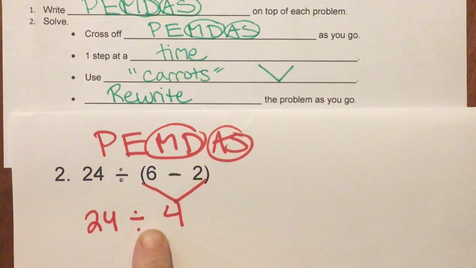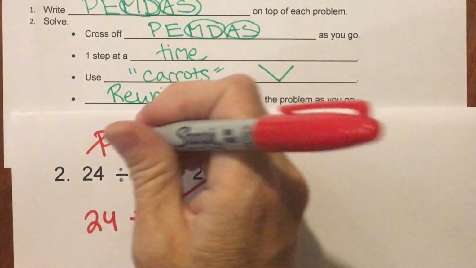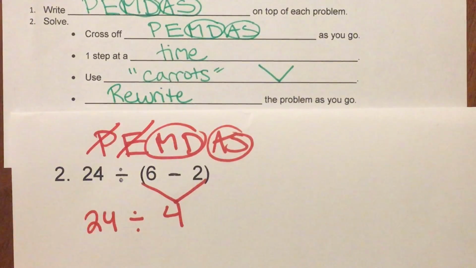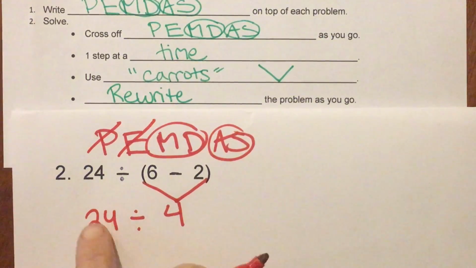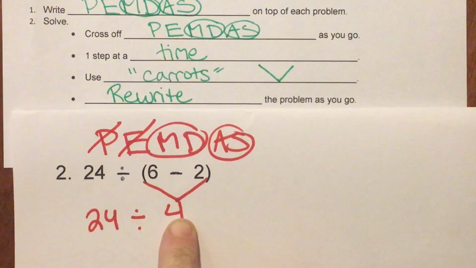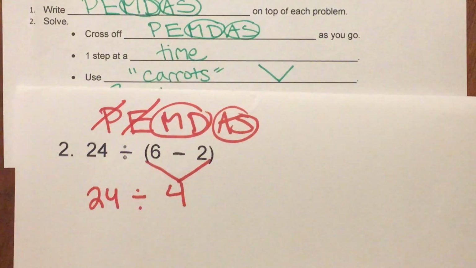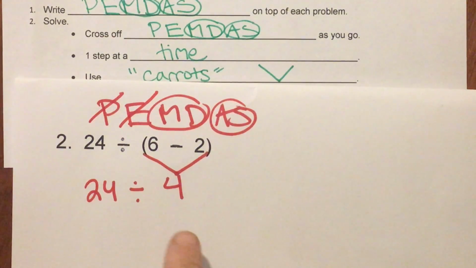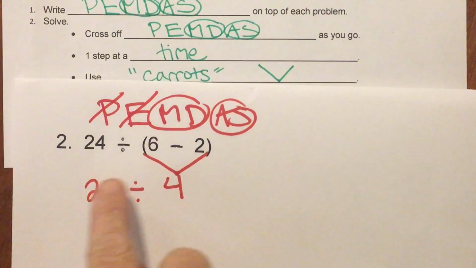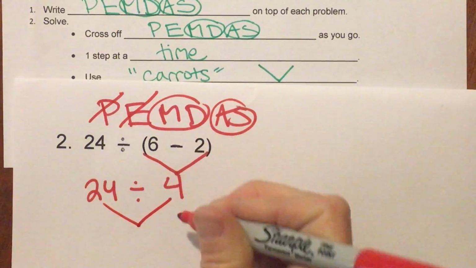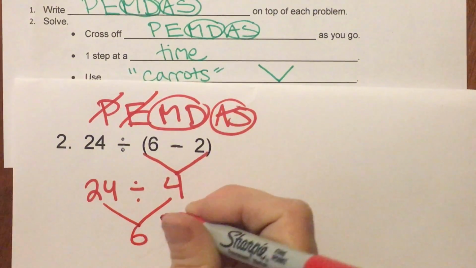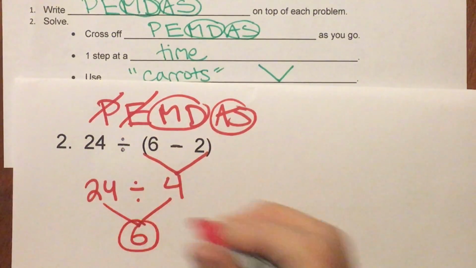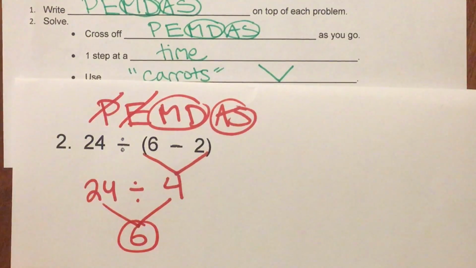Okay, do I have any more parentheses? No. Do I have any exponents? Nope. Do I have any multiplication or division? Yes, right here. 24 divided by 4. Well, if you're stuck with that, remember it's a fact family, so you can think, what times 4 gets me this? And I'm getting 6. And then I'm done. That's my answer for number 2.